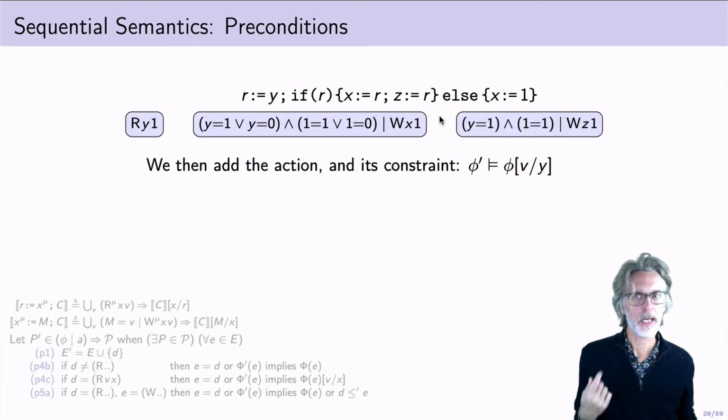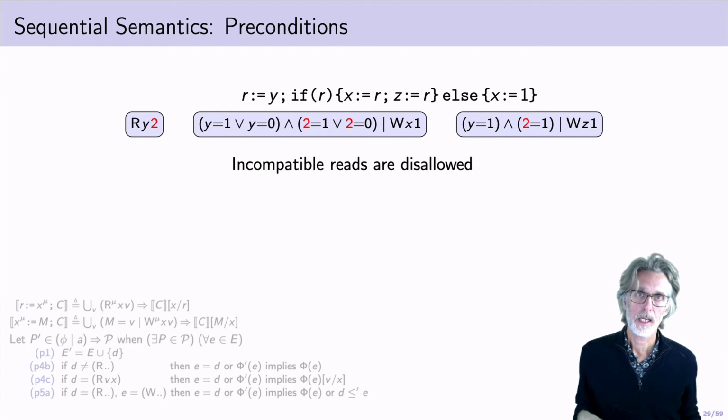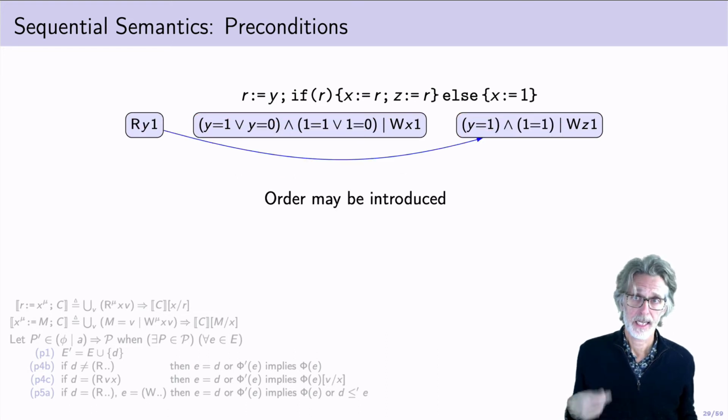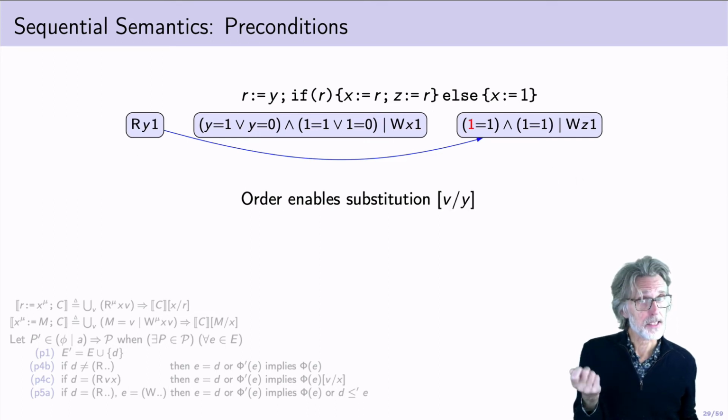When I add in the read action, I need to ensure that those preconditions are consistent with the value that the read action sees. Incompatible reads are going to lead to inconsistent preconditions, which are disallowed. I can introduce order from the read into one of the writes, and in that case, I can actually perform a substitution of the value for the variable.